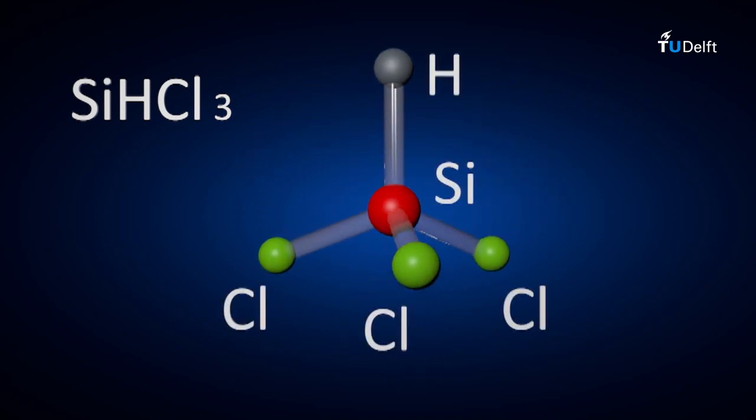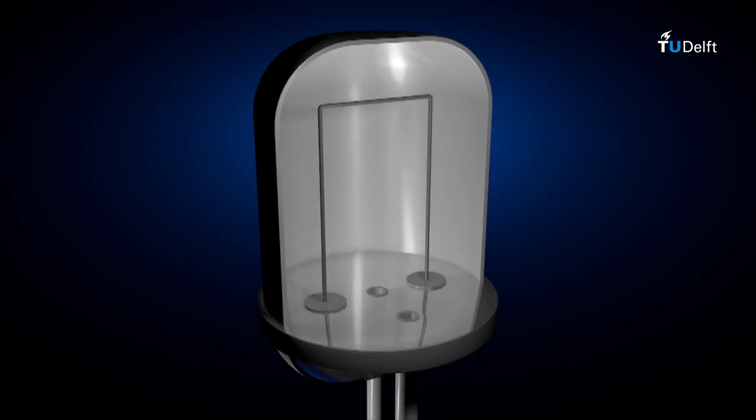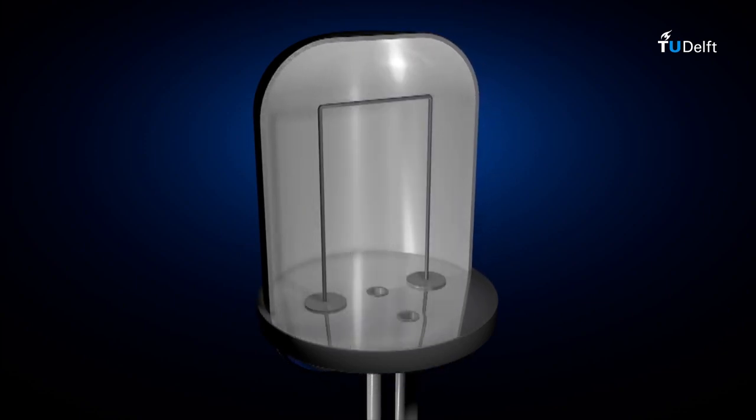The trichlorosilane gas is cooled and liquefied. Impurities with higher or lower boiling points are then removed using distillation. The purified trichlorosilane is evaporated again in a different reactor and mixed with hydrogen gas. Trichlorosilane reacts with the hot rods, which are at a high temperature of 850 up to 1050 degrees Celsius.